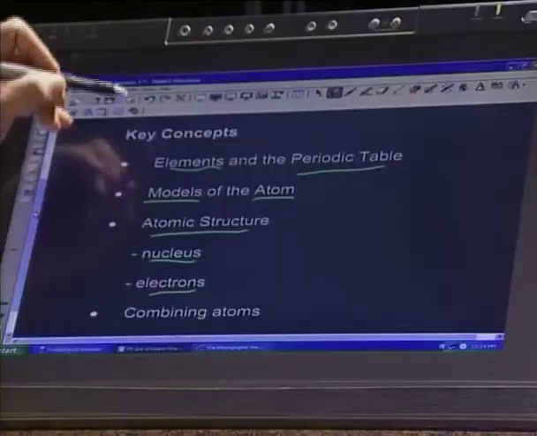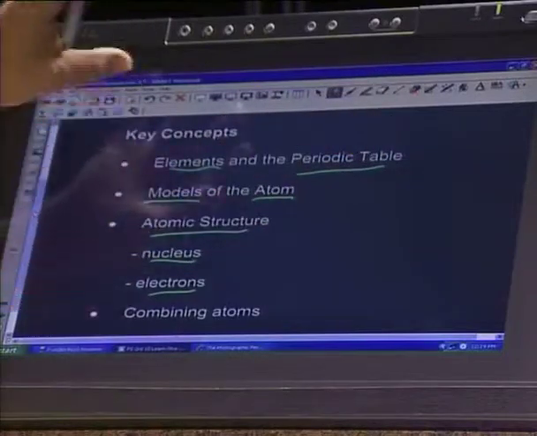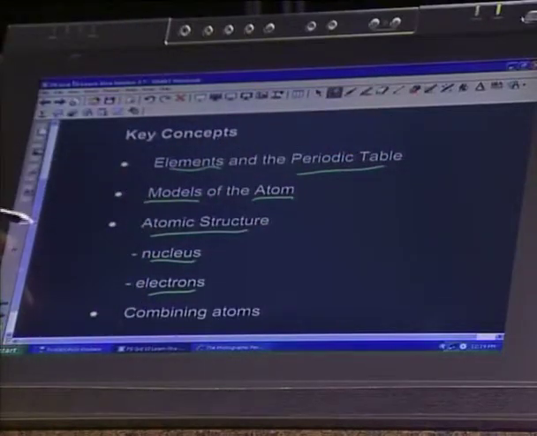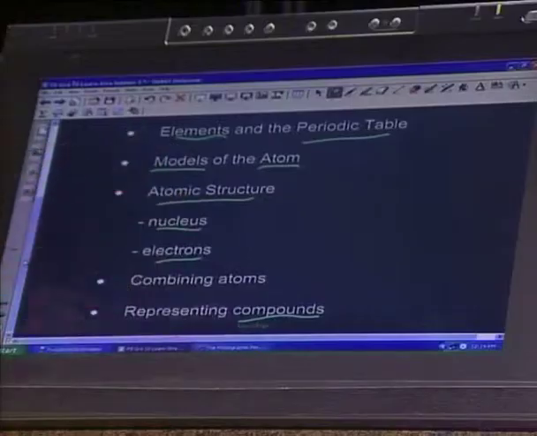So there's quite a lot that we've got to go through, starting with the periodic table of elements, which we'll refer to all the time, looking at the models of the atom, and then finally developing the idea of what's really inside compounds as well as what's really inside elements. Okay, so where are we going to start?